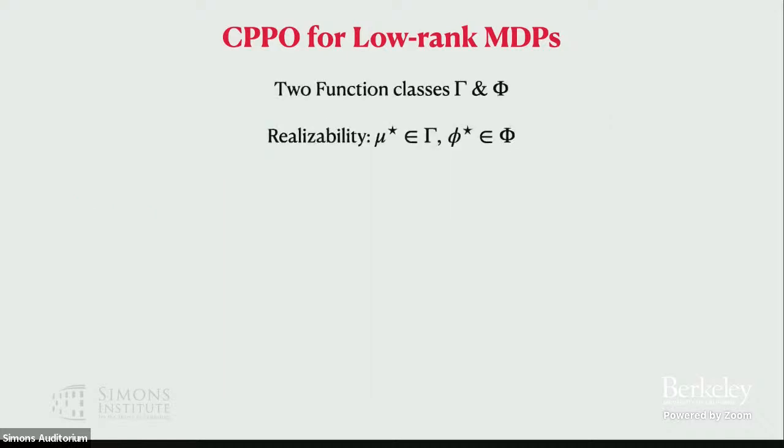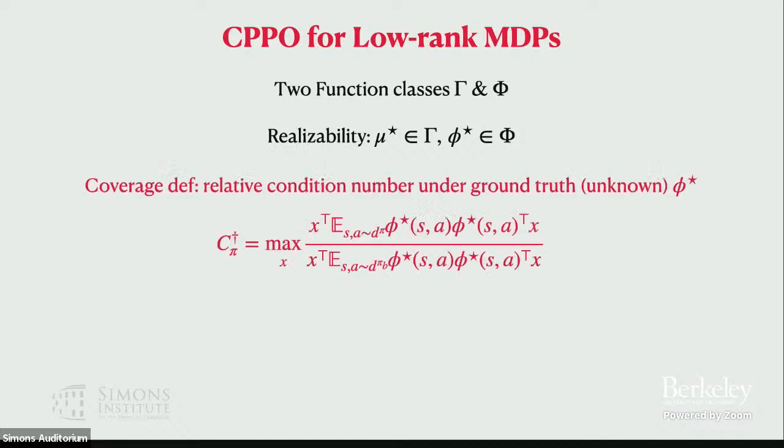I'm going to set up two function classes in this case because neither mu star nor phi star is known. So I'm just going to assume I have two function classes, gamma and phi, and they capture mu star and phi star respectively. Right. So this is the realizability assumption. And in this case, my coverage condition can be reduced to, again, the relative condition number. But in this case, the relative condition number will be defined using the ground truth feature phi star, which is unknown. Right.